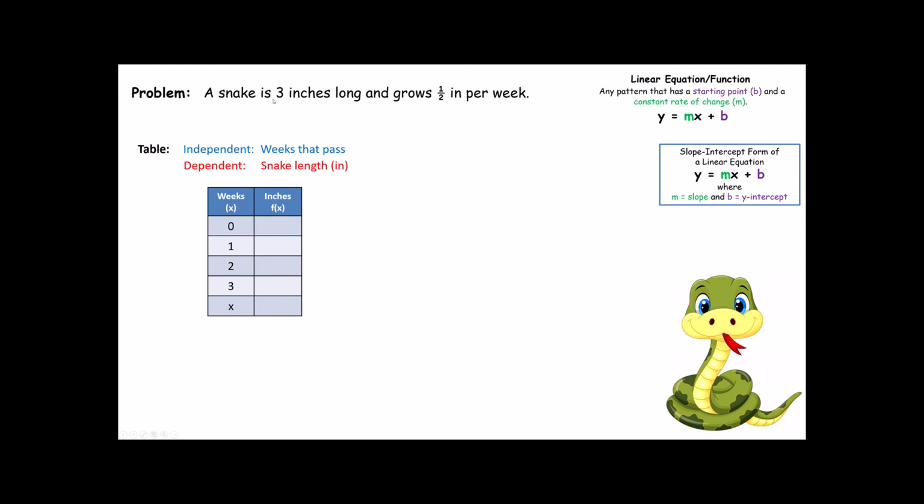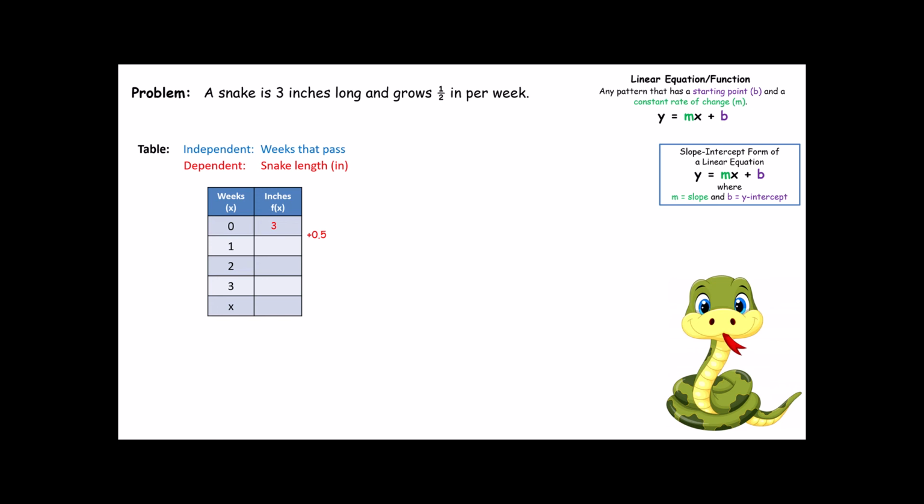In this story, we know the snake is already 3 inches long. That's before we start counting. Notice this time in my table, my 3 goes next to the 0. In the last problem, the value that was given was next to the 1. It's very common for students not to be careful about where that first value goes, and it causes them to have some errors. But for us, the snake starts off at 3.